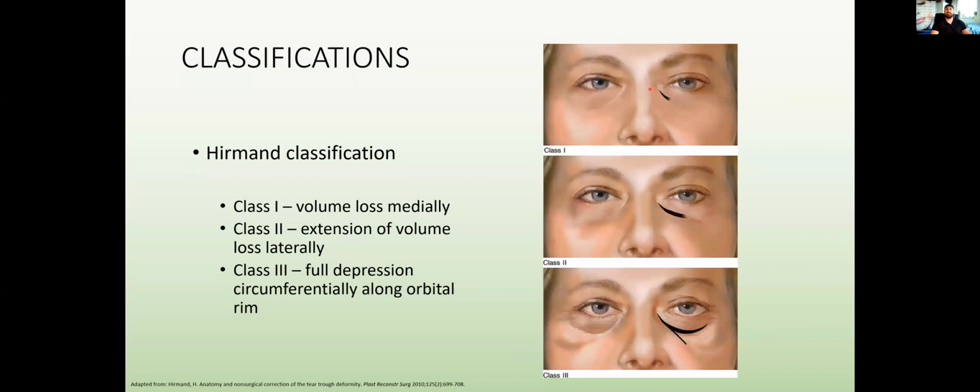And as I said earlier on, tear trough will start at the medial canthus, and then it works its way around. Now, if it stops short of the mid-pupillary line, it's grade 1. If it reaches the mid-pupillary line here, it's grade 2. And if it goes all the way around and becomes a palpable malar groove, then it's grade 3.